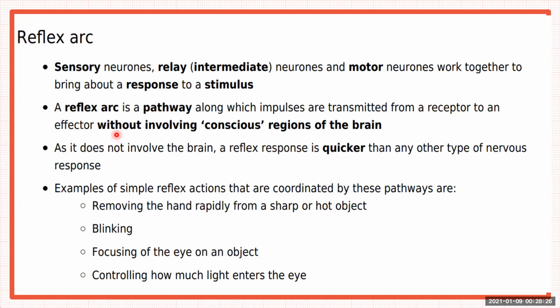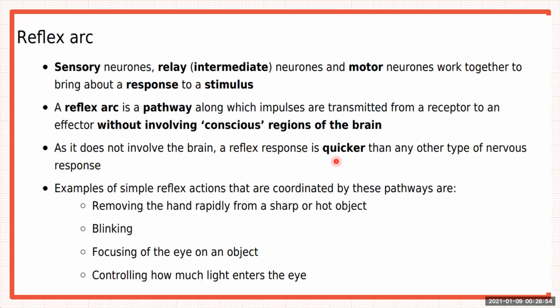So signals go to the spinal cord, which acts as a relay. They go to the brain as well, but since it takes time for the signal to go to the brain, and the spinal cord is nearer, the signals will be relayed. That is what we call a reflex arc. We get the response without involving the conscious regions of the brain, so that's the reason the reflex response is very, very quick compared to any other type of nervous response.